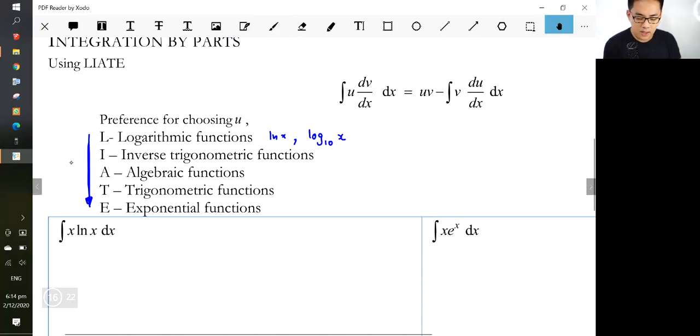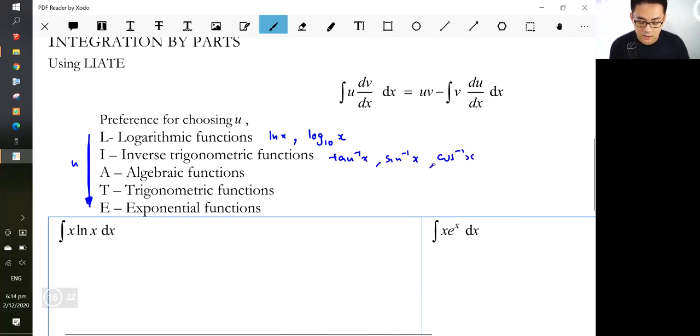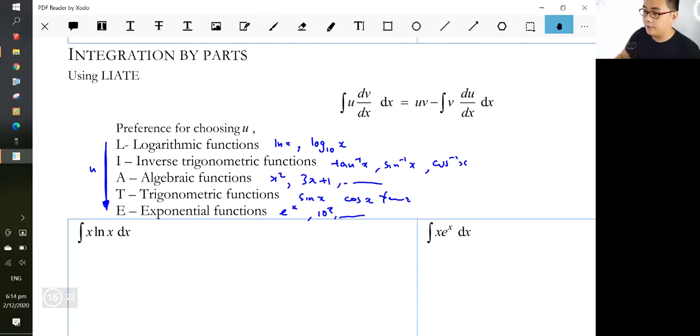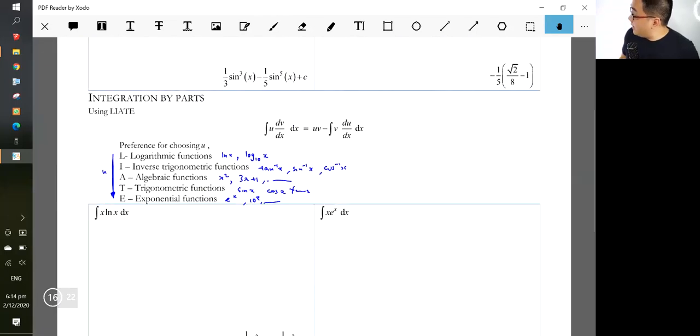I understand choosing my u by the one that cannot be integrated, because ln x, all these cannot be integrated, right? Ln cannot, right? Inverse trigo is like this: sine inverse x, cosine inverse x. All these cannot be integrated. Algebraic fraction: x squared, 3x plus 1, and so on. Trigo, we all know: sine x, cosine x, tangent x. Exponential is e^x, and so on. Okay? Here's the reference.